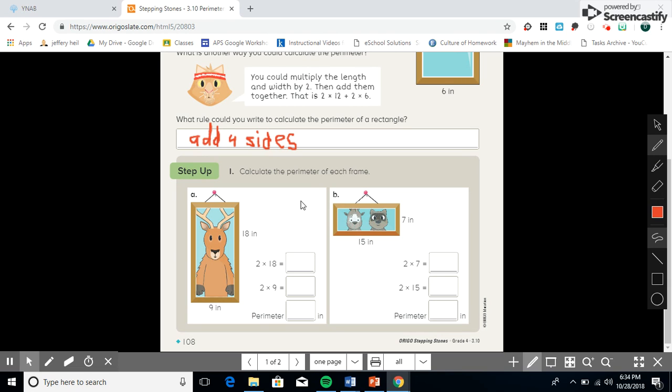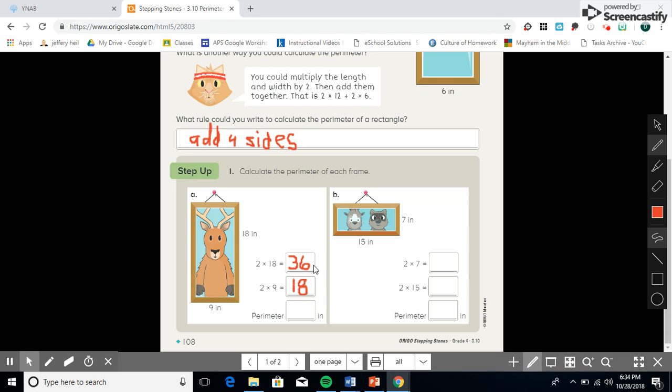This says calculate the perimeter of each frame. We have a length of 18 inches and a width of 9 inches. We're going to use the multiplying by 2 strategy. So 18 times 2 is 36. And 9 times 2 is 18. So I'm going to add those 2 together to find my perimeter.